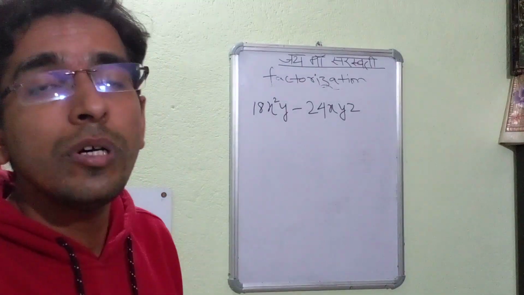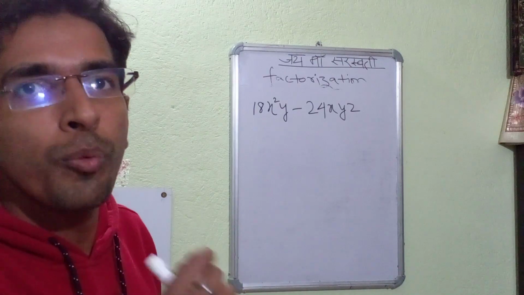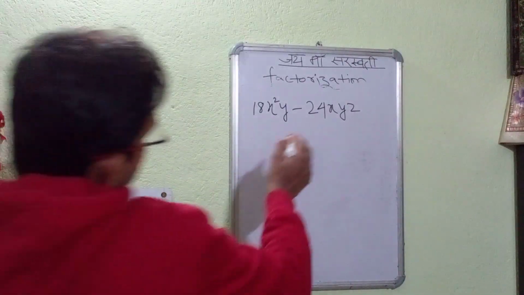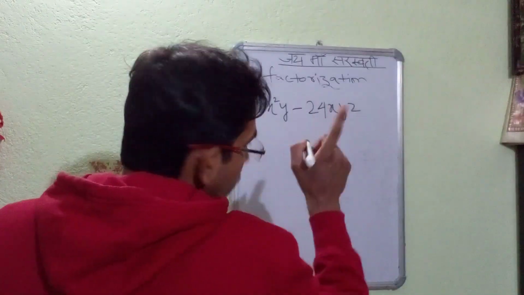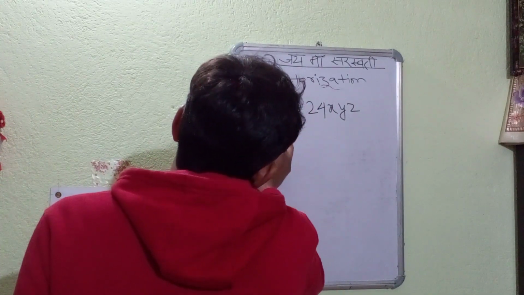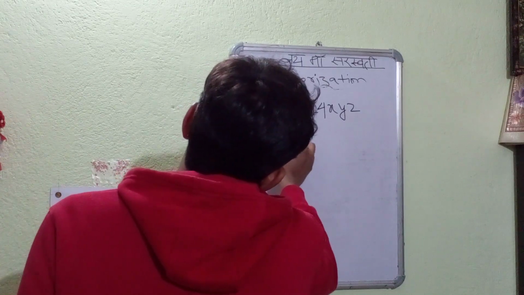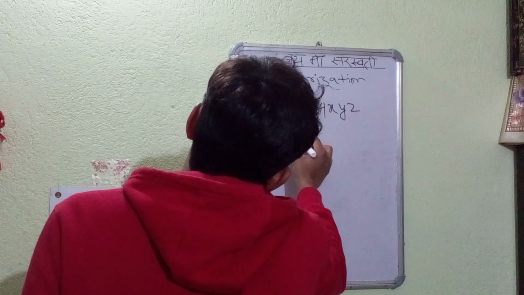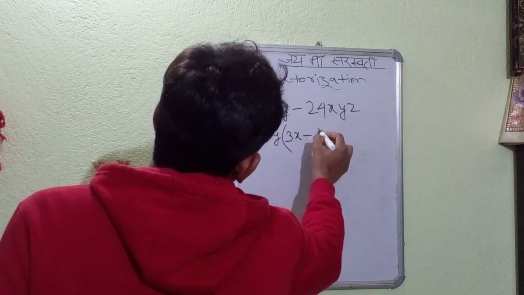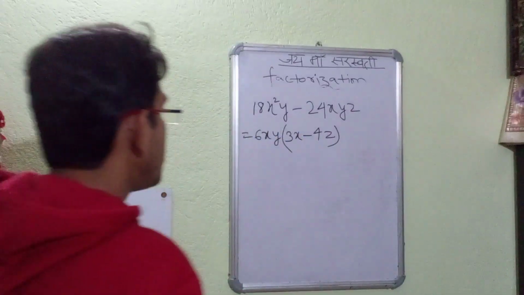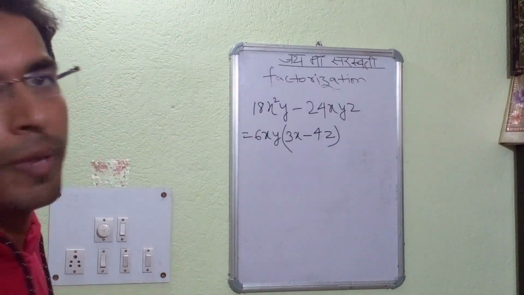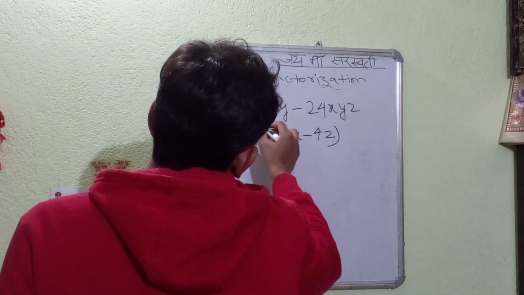It means that we have to get the factors through which, if we divide this expression, we get the remainder as 0. So if we get this type of sum, 18x square y minus 24xyz, we will take the common. What is the common here? See, 6, x, y are common. So it will be 6xy into 3x minus 4z. So these are the factors of this.